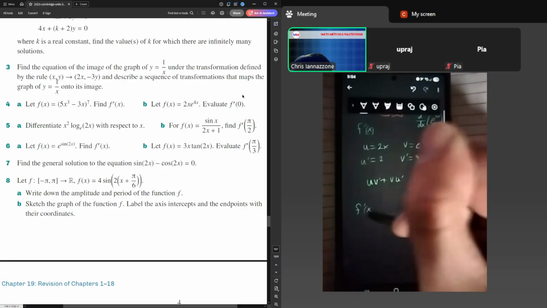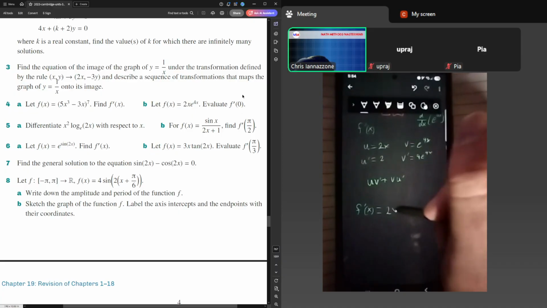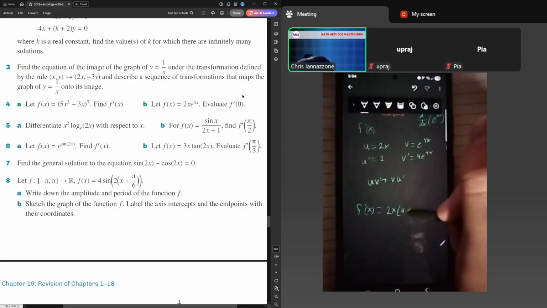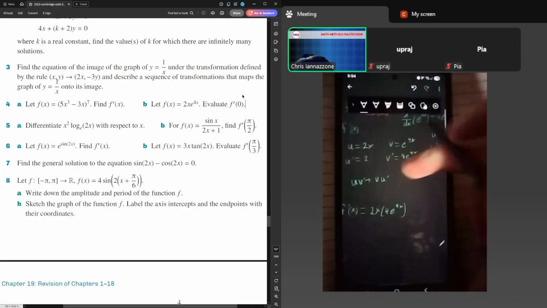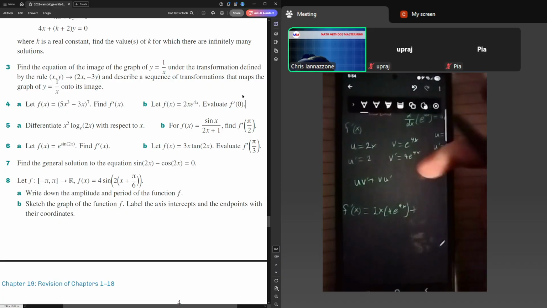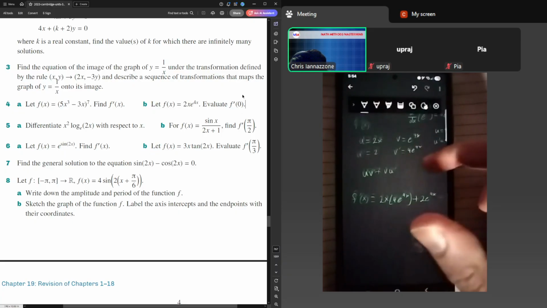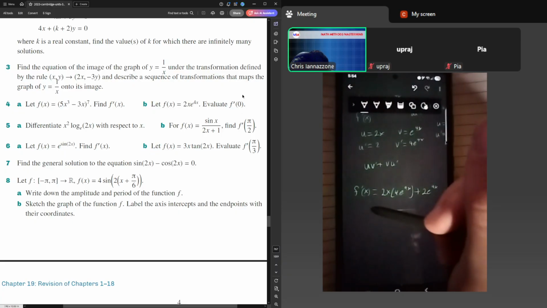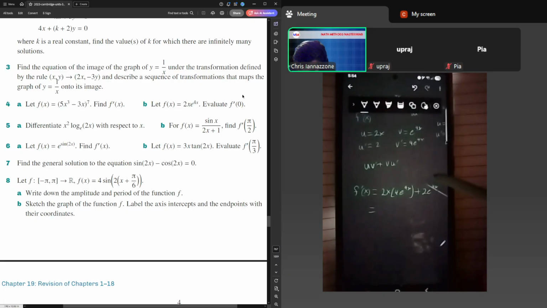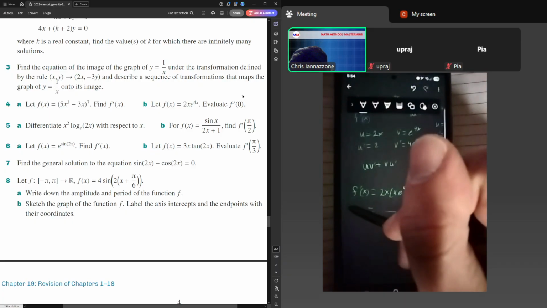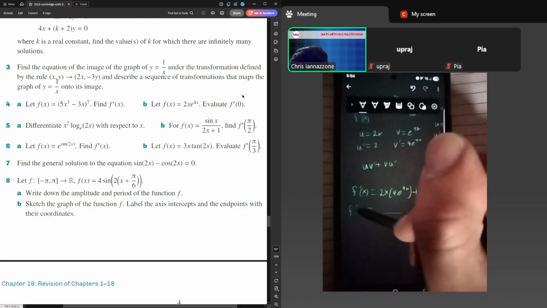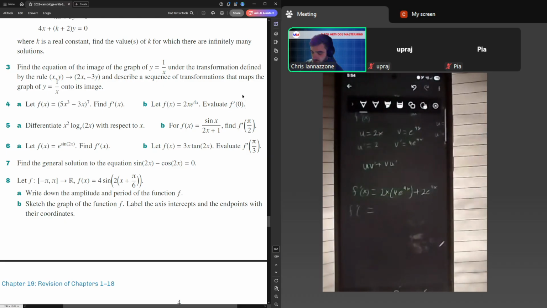So f dash of x is equal to 2x times 4e to the 4x plus 2e to the 4x. You can go out of your way to play with this a bit more, to factorize it, take out common factors, simplify, but we don't actually care about simplifying f dash of x because we don't want f dash of x. What do we actually want?